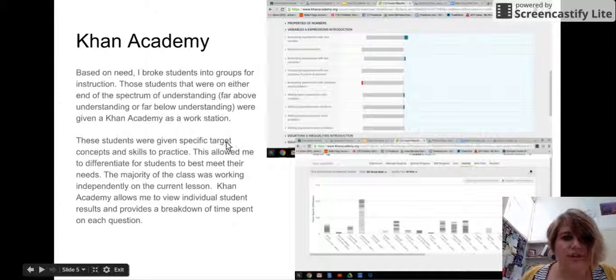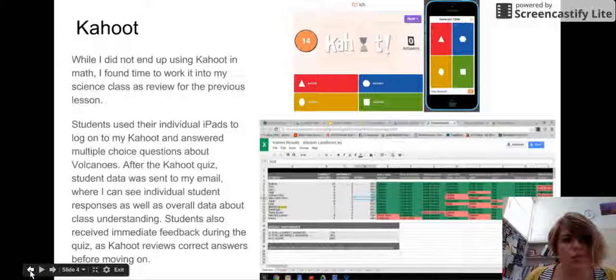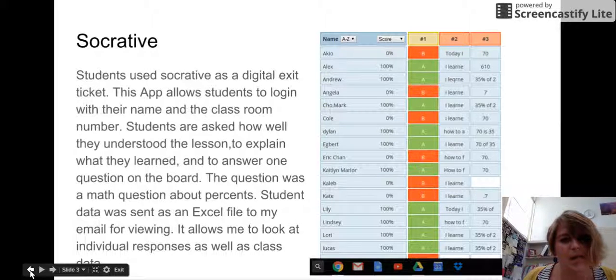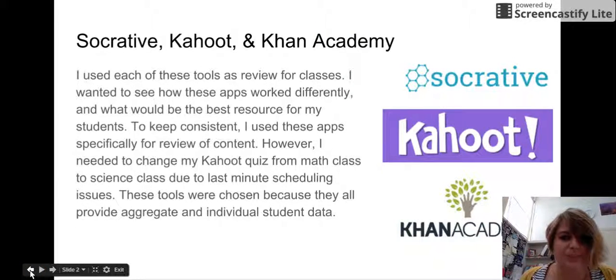So overall, I think these 3 tools were really helpful. I would use them all again, but I think they all meet a specific need and a specific purpose. So just to recap, I think Socrative is really good for exit tickets. I think Kahoot is really good for review or preview. And I think Khan Academy works really well for differentiation for either high-level learners or low-level learners.